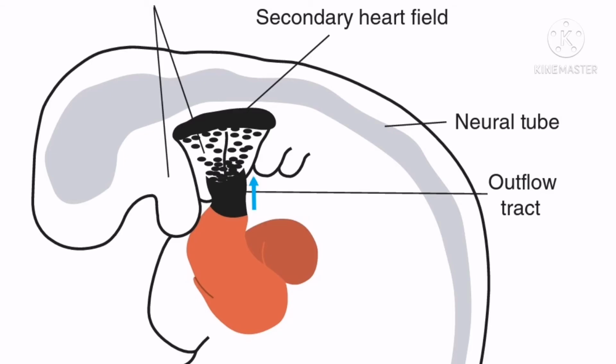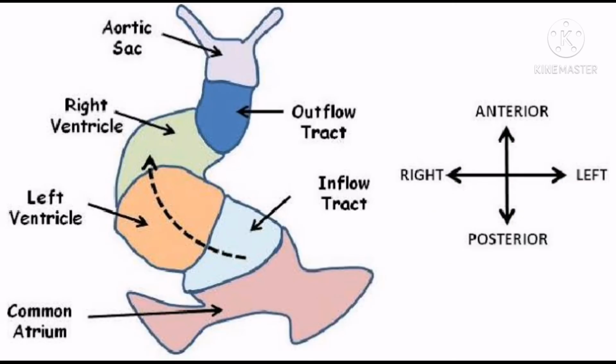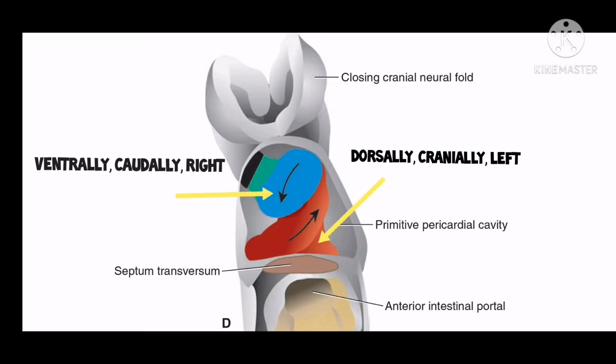So now let's talk about the looping of the heart tube. First of all, the heart tube elongates when cells from the secondary heart field are added to its cranial end. And at the cranial end, you have the outflow tract. So because of this, the outflow tract starts to lengthen, and the tube begins to bend on day 23, and its bending or looping is completed on day 28. Its cephalic part bends ventrally, caudally, and to the right, and its caudal part bends dorsally, cranially, and to the left.